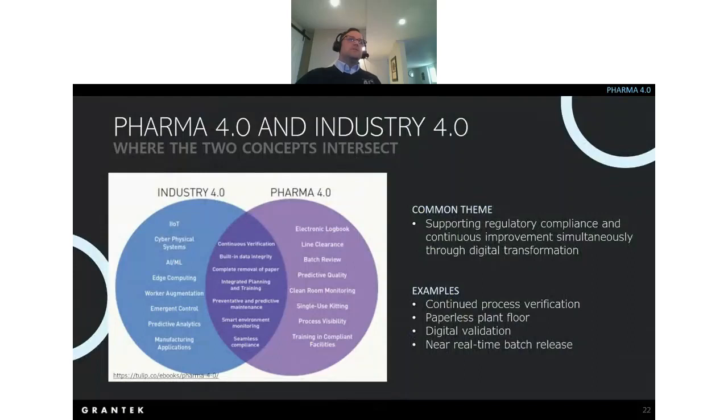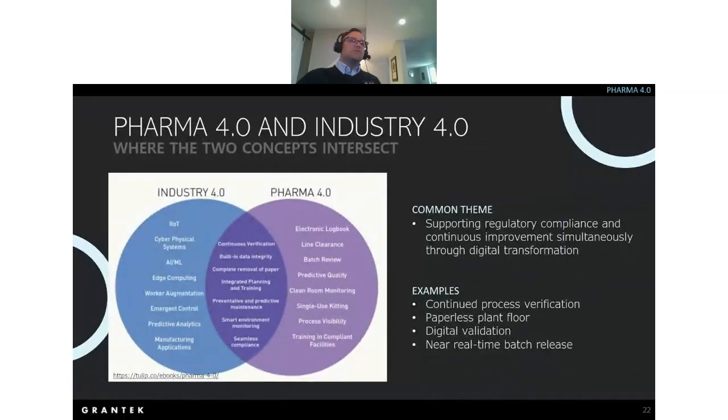So now let's look at where Pharma 4.0 and Industry 4.0 intersect. This handy Venn diagram created by the folks over at Tulip shows a few examples of the overarching technologies and concepts inherent in Industry 4.0, as well as those of Pharma 4.0.